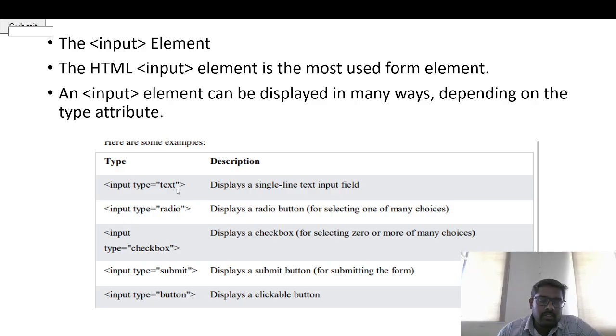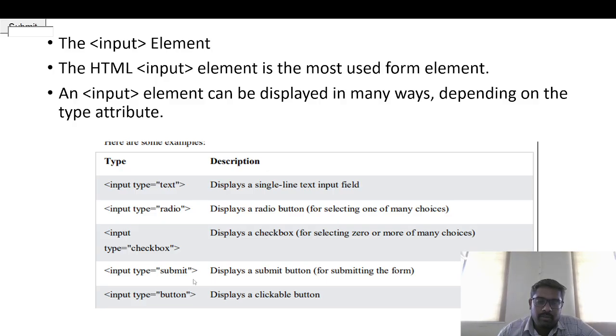Input type text is used to display a single line of text. How is it declared? input type equal to text. The second one, a radio button: input type equal to radio, which displays a radio button to select any one of the choices from the input. Input type equal to checkbox displays a checkbox for selecting zero or more choices. If you want to select several, we use the checkbox.